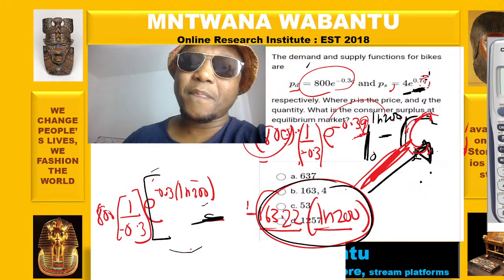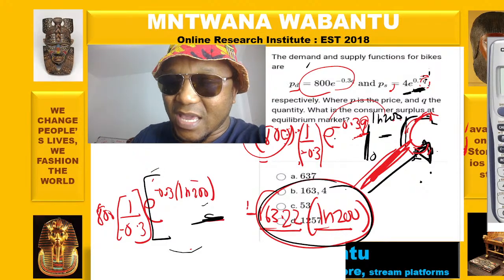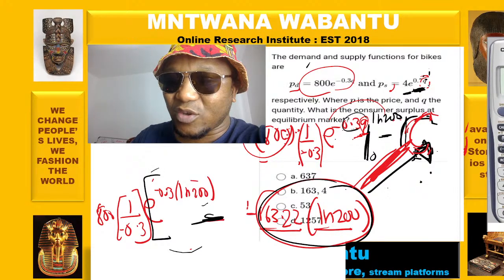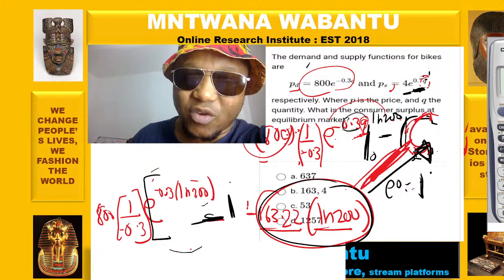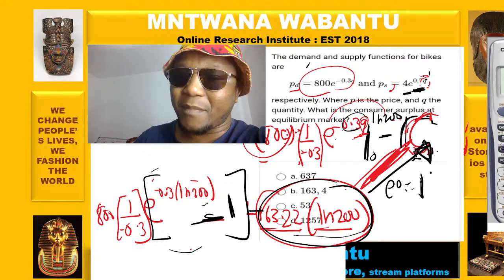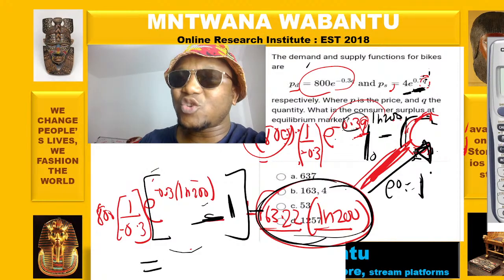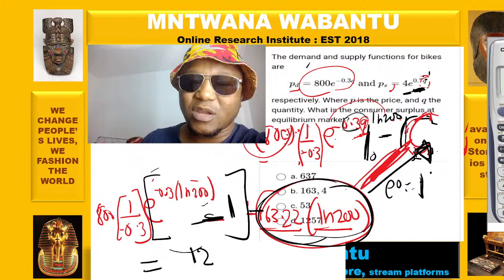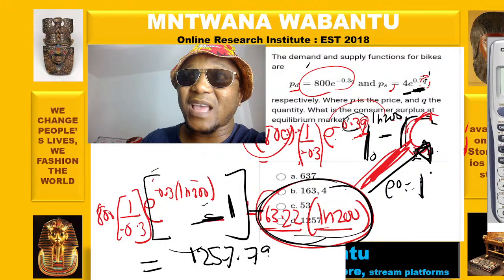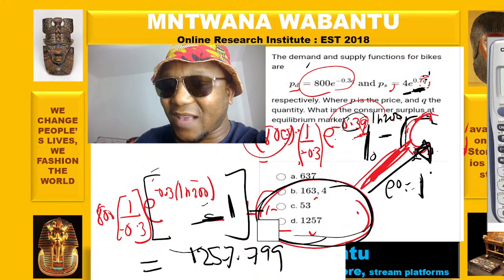Minus the lower limit. What is the lower limit? The lower limit is equal to 0. So e to the power 0.3 times 0 is going to be e to the power 0. What is e to the power 0 equal to? 1. So this is going to be 1, and then we minus this one here. If you plug this in the calculator, this should give you consumer surplus equal to 1,257.799. And if you come here, this is going to be the last option.